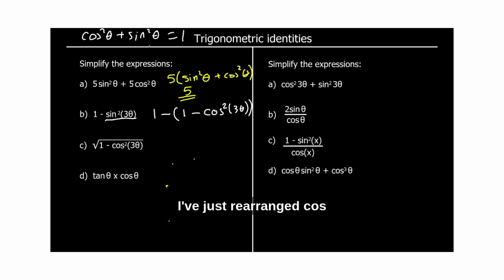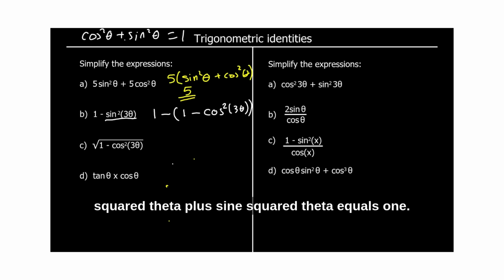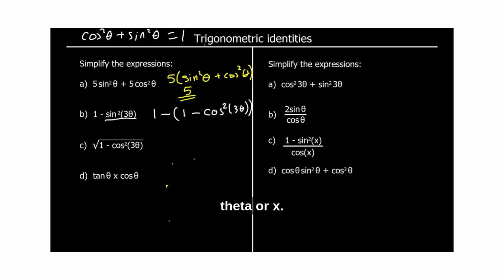I've just rearranged cos squared theta plus sine squared theta equals 1. It doesn't matter if the angle is 3 theta or 4 theta or x. As long as these angles are the same, this identity works. So 1 minus 1 is nothing. 1 minus cos squared 3 theta is just cos squared 3 theta.